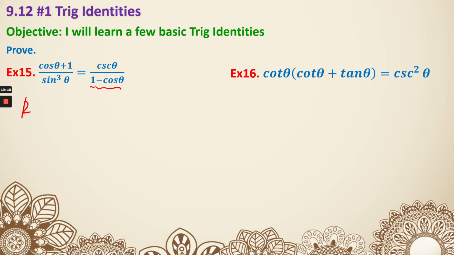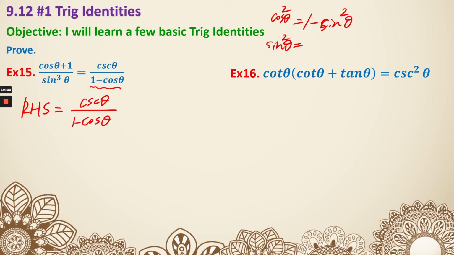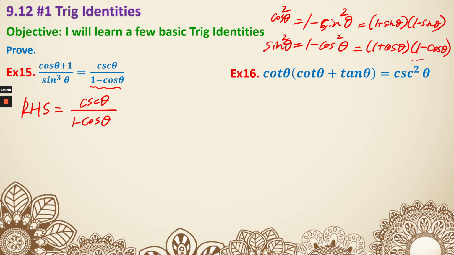So I'm going to start from the right-hand side, which is cosecant theta over 1 minus cosine theta. And we have recalled, if we have cosine theta squared, that's 1 minus sine theta squared. If we have sine theta squared, that equals 1 minus cosine theta squared. And since they're perfect squares, you can basically rewrite them as 1 plus sine theta and 1 minus sine theta. This is 1 plus cosine theta and 1 minus cosine theta. Well, I see I have a 1 minus cosine. Can I actually try to get to 1 minus cosine theta squared?